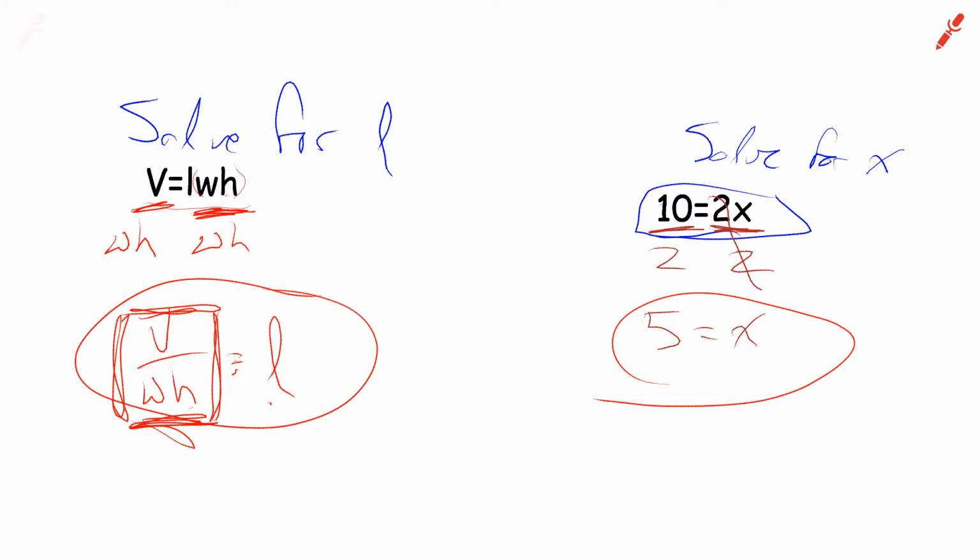I have no numbers, so I can't divide it. I have no numbers, so I can't simplify it. I have nothing on top and bottom that's the same. It's just L equals V over WH. Let's go ahead and take a look at the next one real quick.